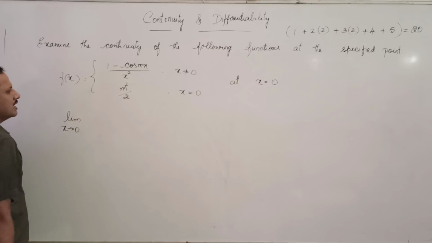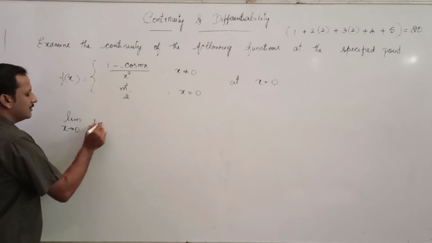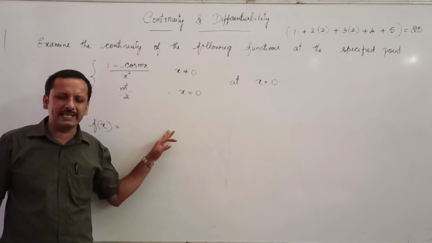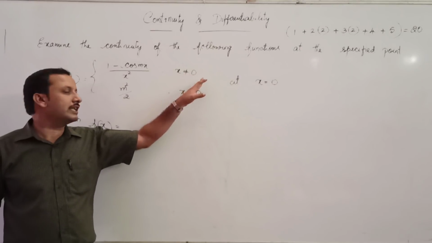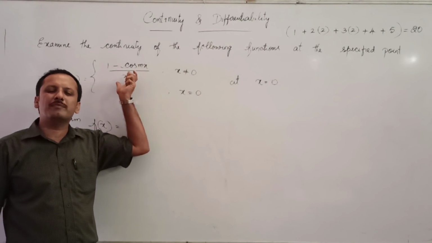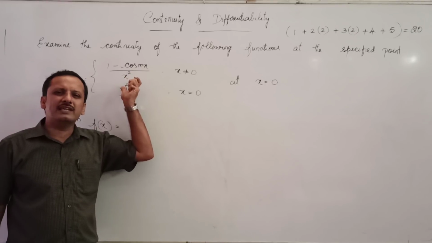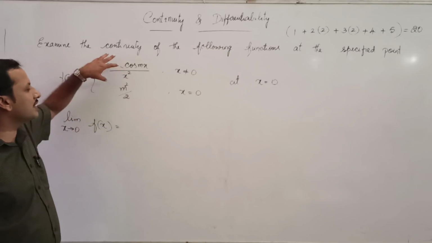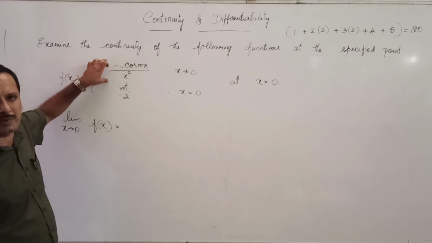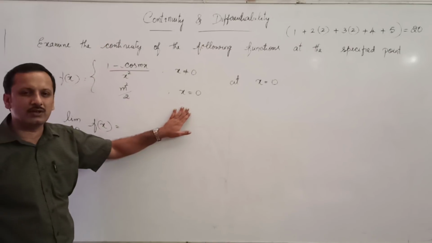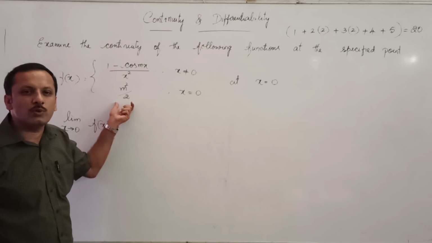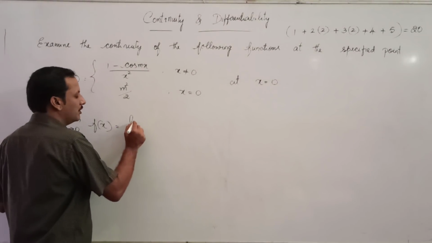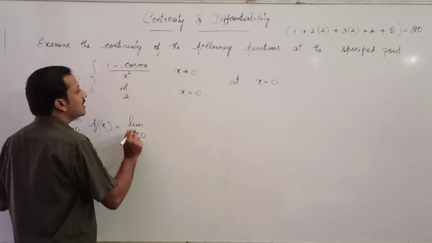Limit x tends to 0, f of x. Again, no need to find out left hand limit and right hand limit separately here, because whenever x is not equal to 0, function is defined as 1 minus cos mx by x square. Its meaning is that to the left side of 0 as well as to the right side of 0, f of x is defined as 1 minus cos mx by x square. Only at x equal to 0, it is defined as m square by 2.